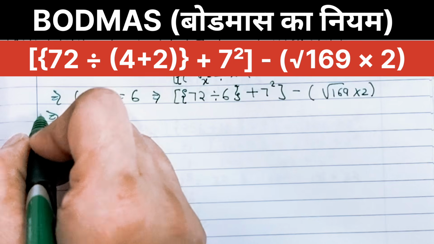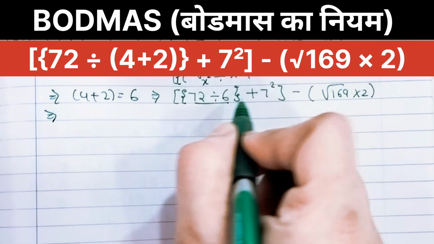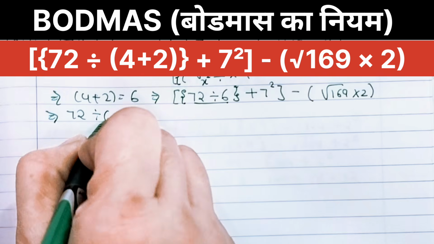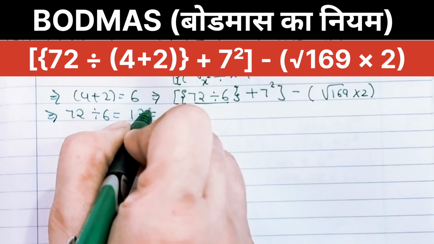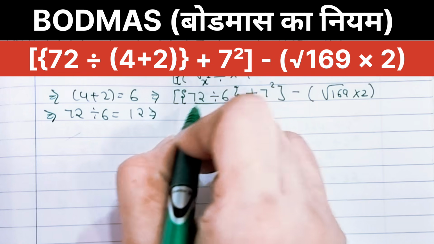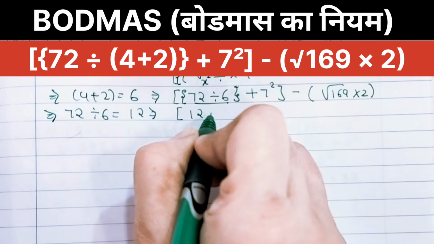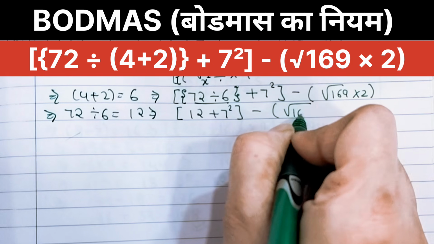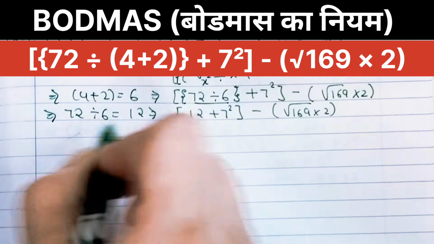According to the next step, solve the curly braces. There is a curly brace and solve the division. 72 divided by 6 will get 12. According to this step, we move outward to the next set of brackets, which is a curly bracket. And now the current expression becomes 12 plus 7 power square and then minus root 169 multiplied by 2. Move to the next step.